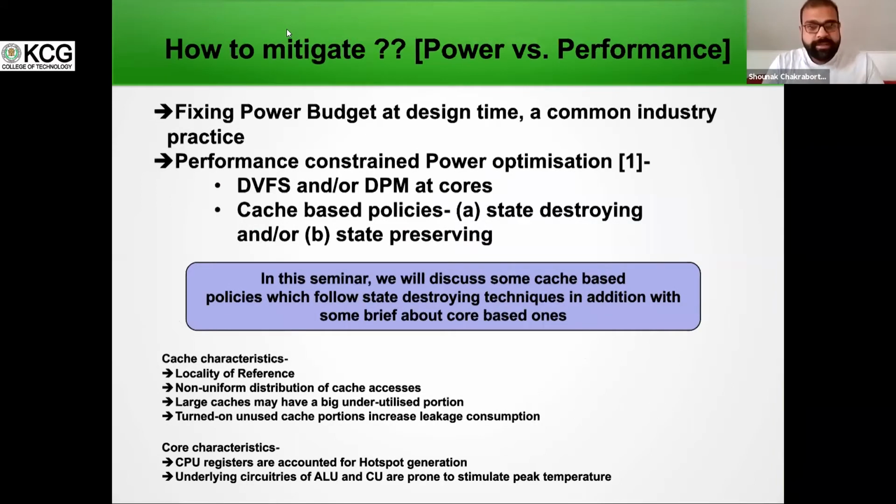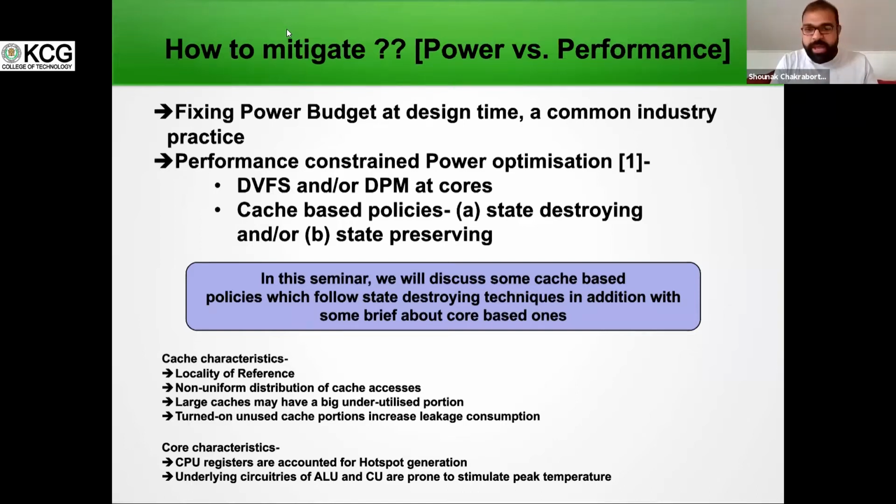So how to mitigate this issue? Power versus performance, right? Fixing the power budget at design time is a very well-known industry practice. And performance-constrained power optimization, which is the main theme of modern computer architecture research, has two parts. The first is at the cores, where you can apply DVFS or DPM, where DVFS stands for dynamic voltage and frequency scaling, and DPM stands for dynamic power management. You can dynamically change the voltage and frequency of the core, whereas in the case of DPM, you can just shut down a particular processing core to reduce the power consumption as well as the temperature.